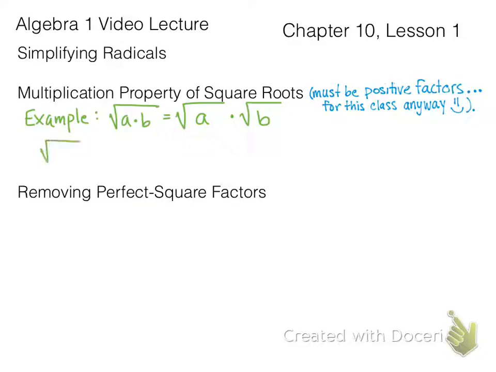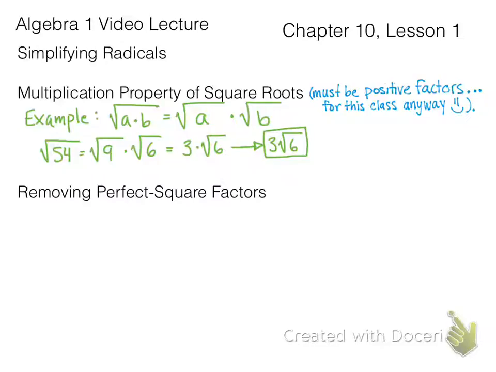So if I have the square root of 54, I can break that up into the square root of 9 times the square root of 6, because 9 times 6 is 54. But the square root of 9 is a perfect square, which means I can actually square root it and get a whole integer out. So the square root of 9 is 3, which leaves me 3 times the square root of 6, which is my simplified answer. There we go.